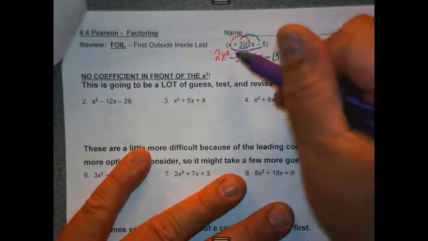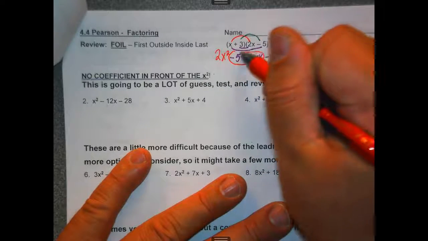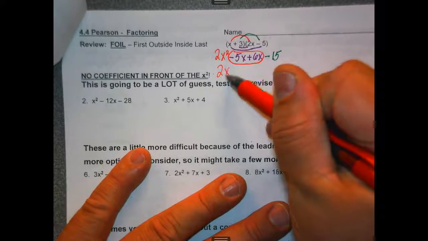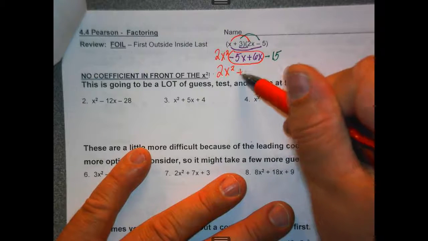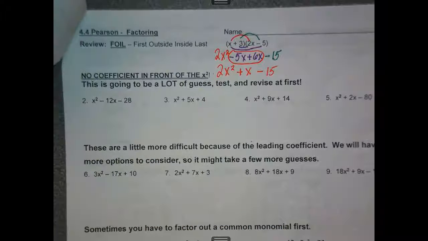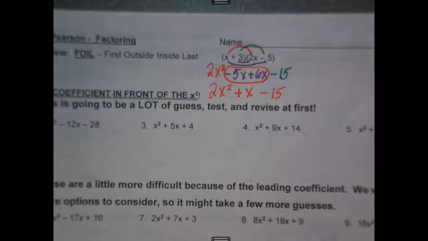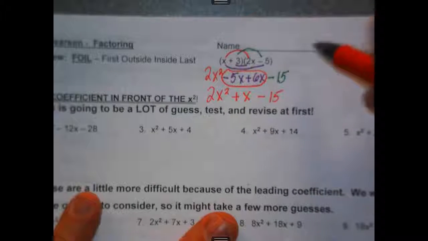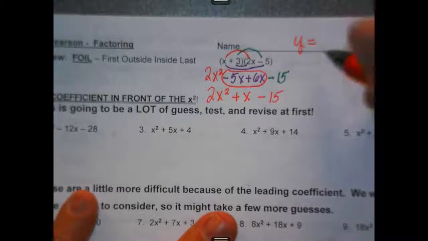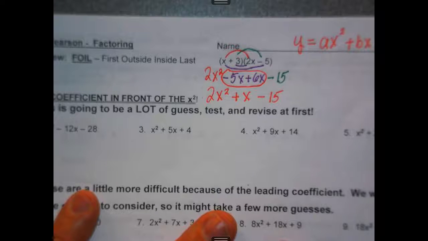And then what do we do? That's right, combine like terms. So I get 2x squared plus 1x, or x, minus 15. Okay, it's 2x squared plus x minus 15. What kind of form is that in? Standard form, good. Standard form is ax squared plus bx plus c, right?